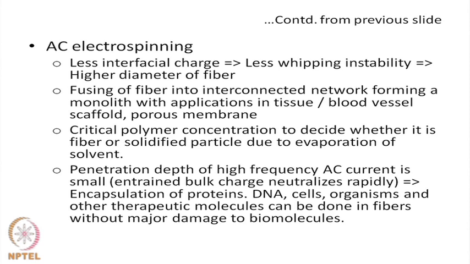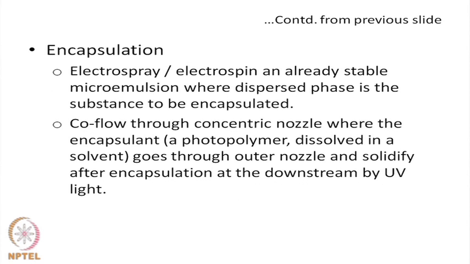And this encapsulation is done by two methods. One is to electrospray or electrospin an already stable micro emulsion where the dispersed phase is the substance to be encapsulated, or otherwise it could be the co-flow through a concentric nozzle where the encapsulant, which is a photopolymer dissolved in a solvent, goes through the outer nozzle and solidifies after encapsulation at the downstream by UV light.